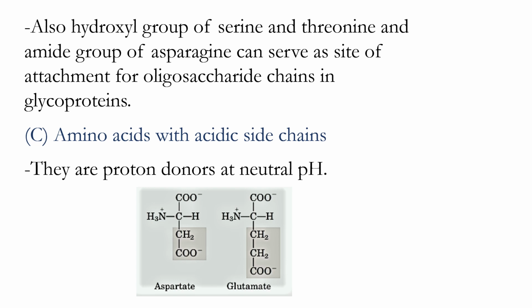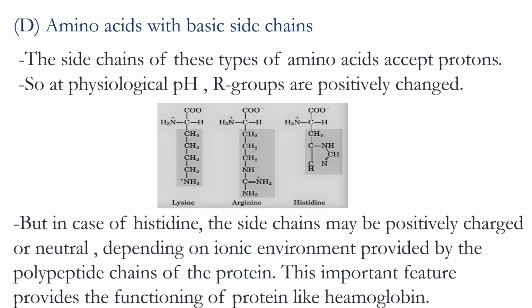And now the next one is amino acids with acidic side chains. They are proton donors at neutral pH, that is, their side chains are negatively charged. The examples are aspartic acid and glutamic acid. Now the last one, amino acids with basic side chains. The side chains of these types of amino acids accept protons. So at physiological pH they are positively charged, but in case of histidine the side chains may be positively charged or neutral depending upon the ionic environment provided by the polypeptide chains of the protein. This important feature provides the functioning of protein like hemoglobin.